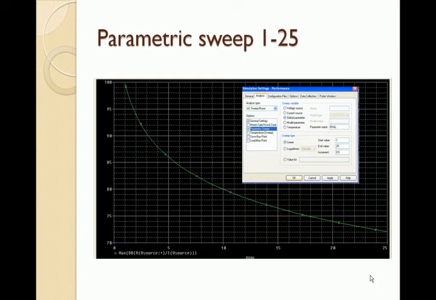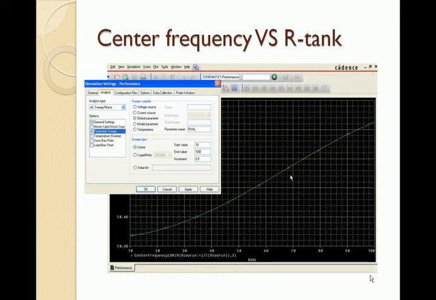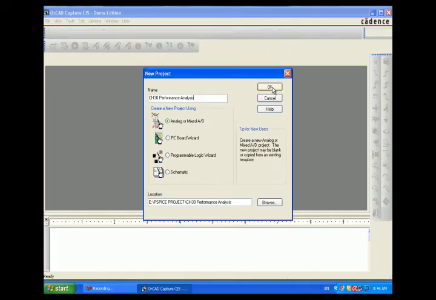Now this is the parametric sweep, and we also generate the center frequency versus the R tank graph. It's very important in radio wave applications. We have to know the center frequency, so we use the function called the center frequency goal function, which is used to pull off the graph of center frequency versus the R tank. Let's see how we go.